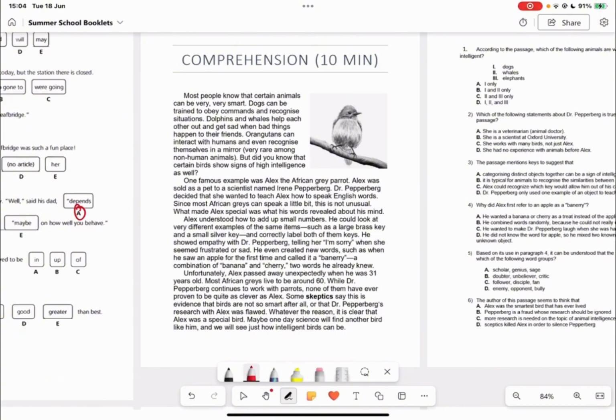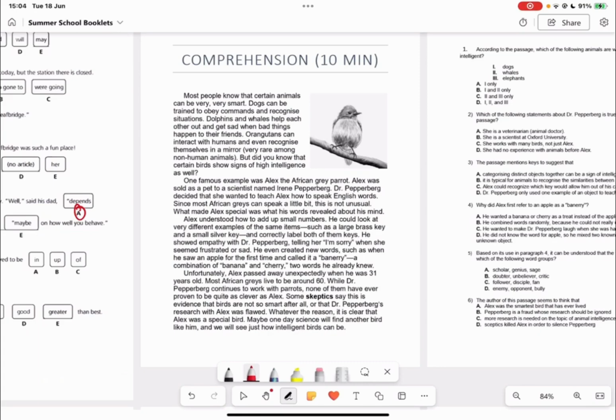Alex understood how to add up small numbers. He could look at very different examples of the same items, such as a large brass key and a small silver key, and correctly label them both as keys. He showed empathy with Dr. Pepperberg, telling her "I'm sorry" when she seemed frustrated or sad. He even created new words, such as when he saw an apple for the first time, he called it "bannery", a combination of banana and cherry, two words he already knew.